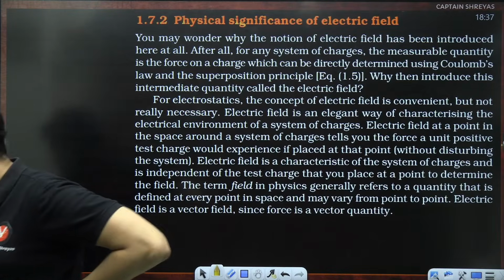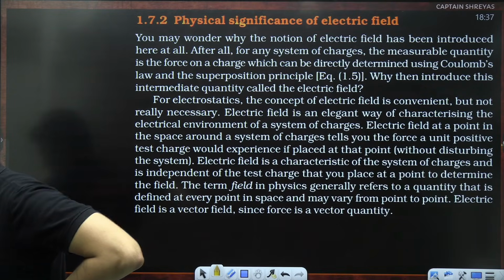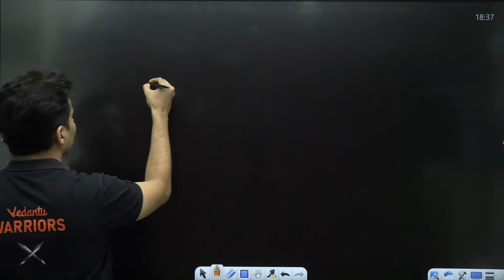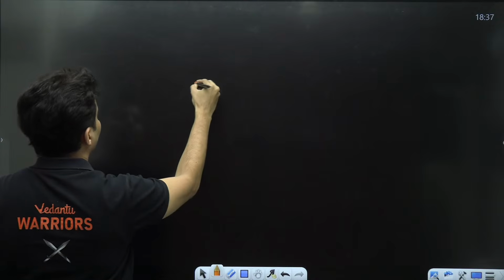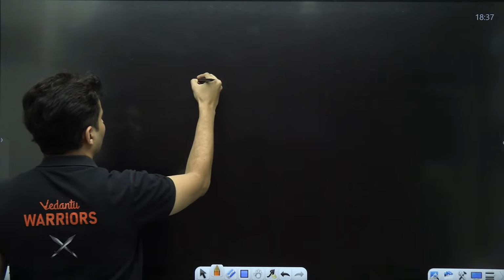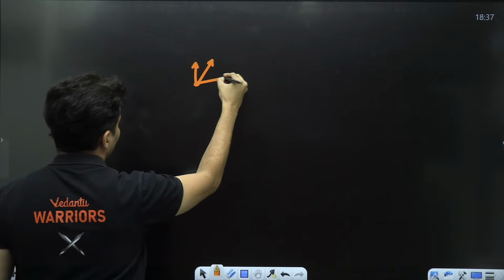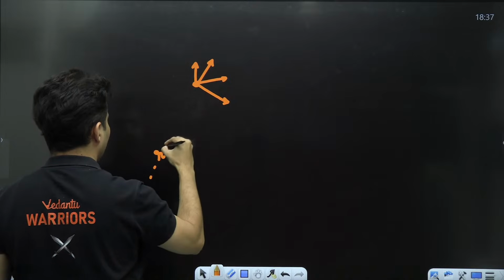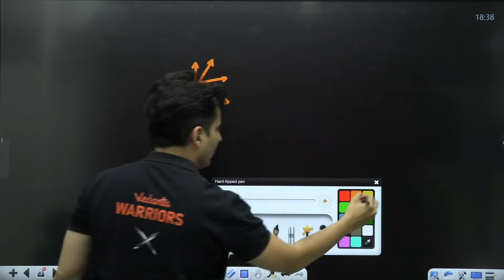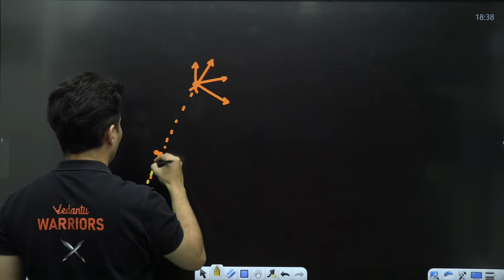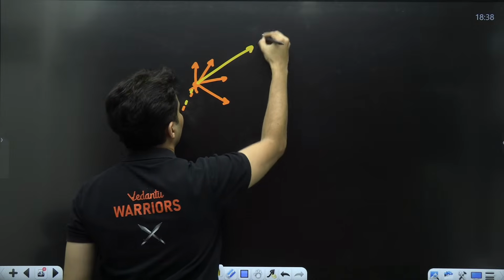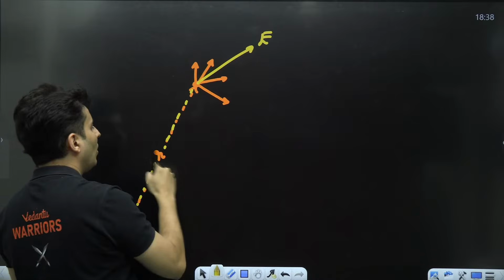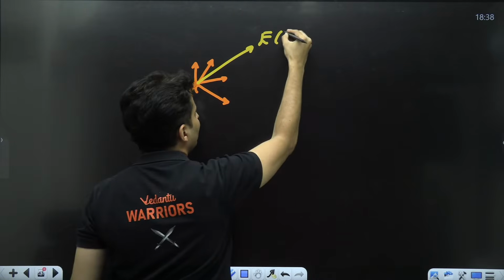Okay, cool. Sir, in E of r, r indicates the distance. So what they mean over here is, if I take this point, one field is here, another field is here, another field is here. If I add all these things together, I might get a resultant electric field. At this point, this has a position vector r. So that is why it is called E of r.